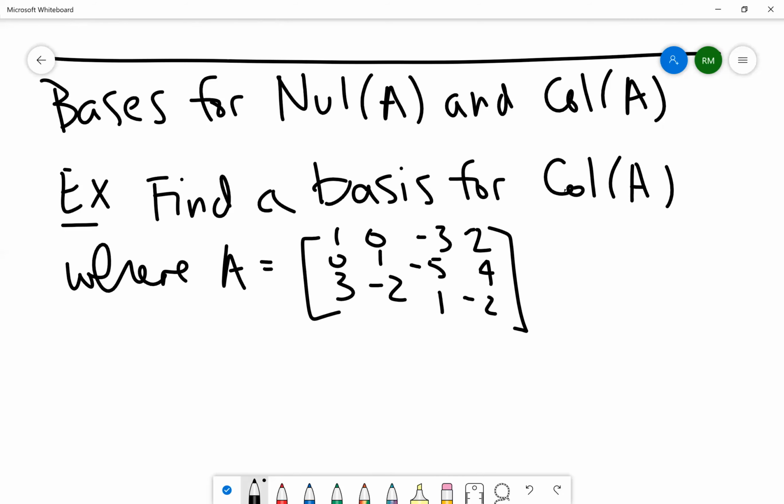All right, so go ahead and see if you can come up with a basis for the column space of the matrix. So pause the video and give it your best shot.